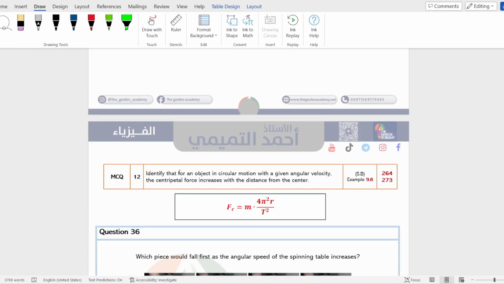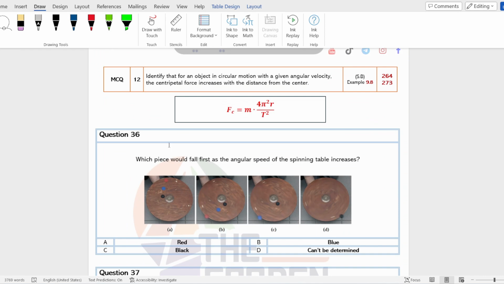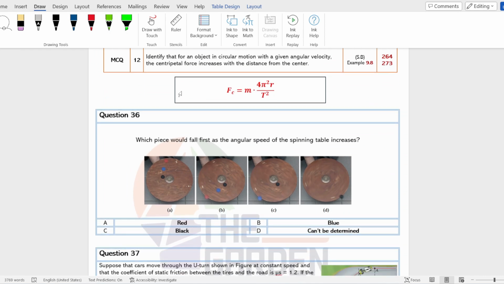Now, in part 12 in the exam, here we will identify that for an object in circular motion with a given angular velocity, the centripetal force increases with the distance from the center. I derived an equation for you just to understand the relationship between the centripetal force and, first of all, the mass, the radius of rotation, and the time period.